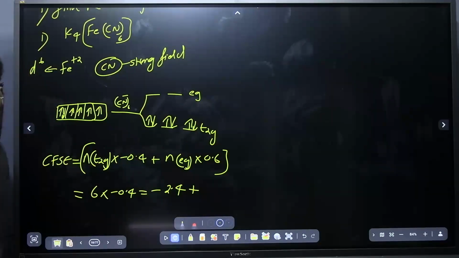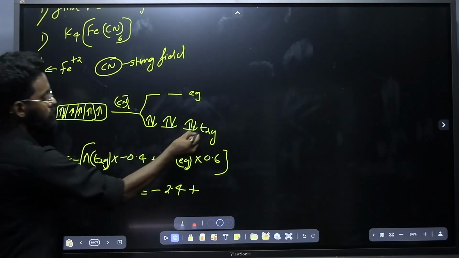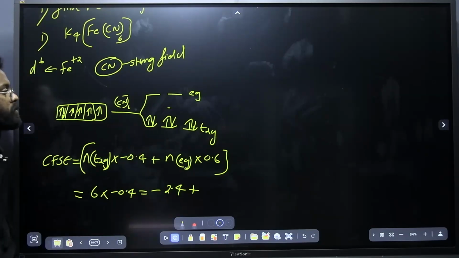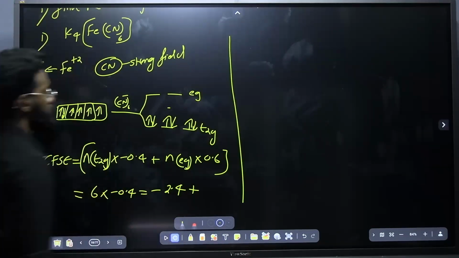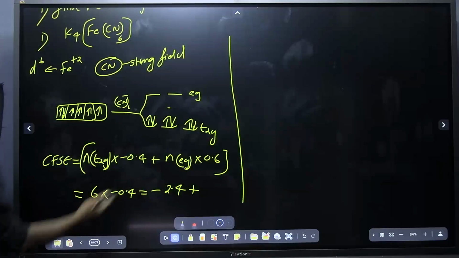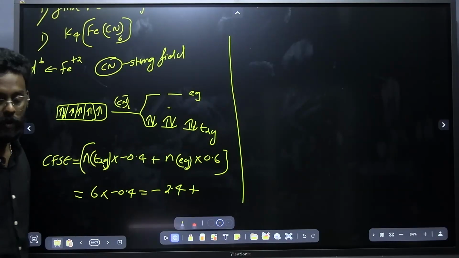What is the number of pairing here? Yeah, very good. It is diamagnetic, because there is no unpaired electron. Now you understood that there is no unpaired electron here, and so it is diamagnetic. Okay, now what about this one? What is the number of unpaired electrons? What is the NP value here?